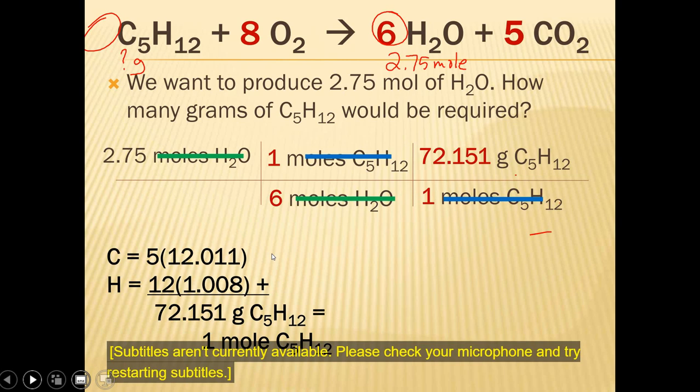We only have one number on the bottom because 6 times 1 is just 6, so we can go through the top and we can divide by 6 and we're done. Be careful, if there's more than one number on the bottom, you have to put it in parentheses. That's the big, big thing that you need to be watching for. We should end up with 33.06 grams of pentane.